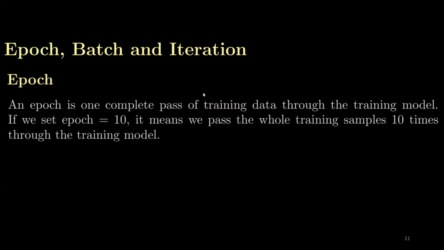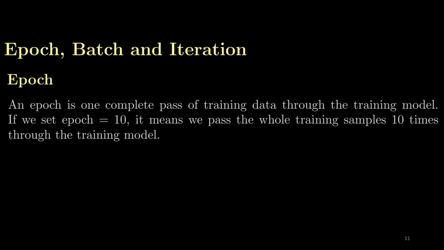So in this lecture, we will learn about stochastic gradient descent, which is a variant of gradient descent. Before starting stochastic gradient descent, we must know about three basic concepts which are used in deep learning. They are epoch, batch, and iteration. So what is epoch, what is batch or batch size, and what is iteration? Let's start with epoch.